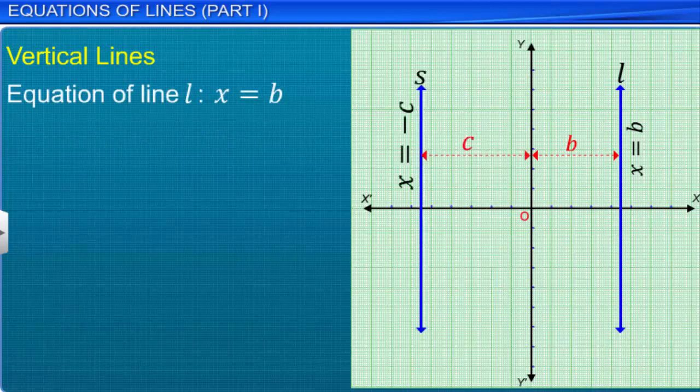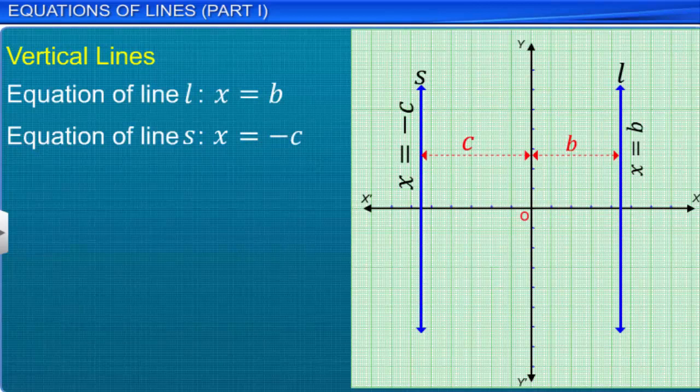Consider another vertical line S that intersects the negative side of the x-axis at a distance c from the y-axis. The x-coordinate of every point on line S at any position is -c. Thus, the equation of line S is x = -c.